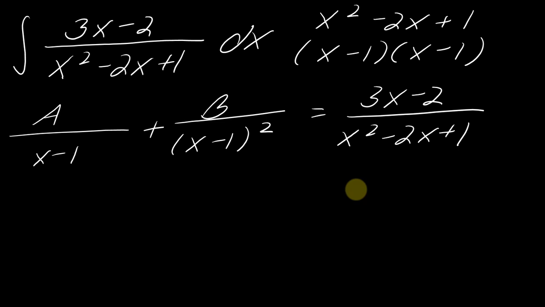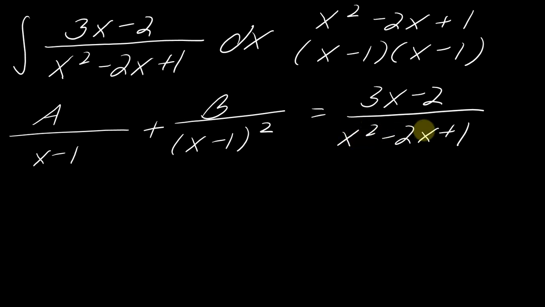Okay, so the setup in this case is, when your factors repeat, you keep putting each factor underneath however many times it repeats. This one repeated twice, so the second one gets squared. If this repeated 3 times, then I would write a third factor of c over x minus 1 cubed, and so on and so forth. So now we have all of our factors here, so we can go ahead and solve.